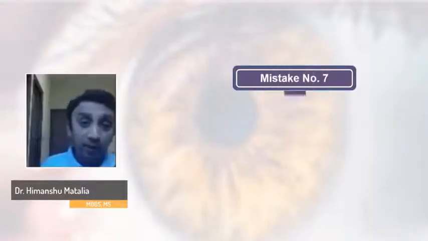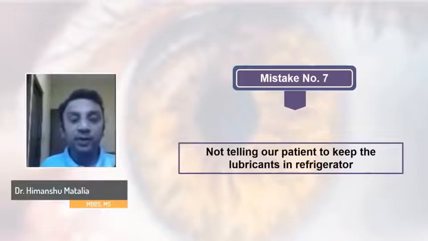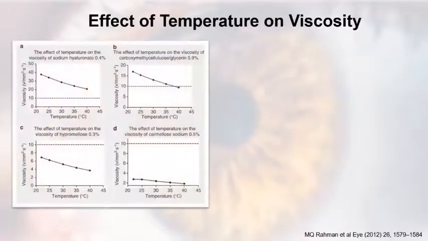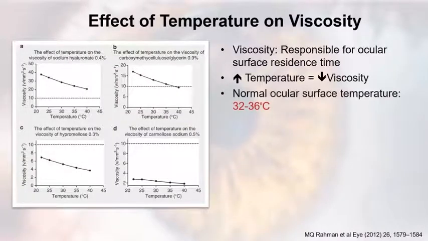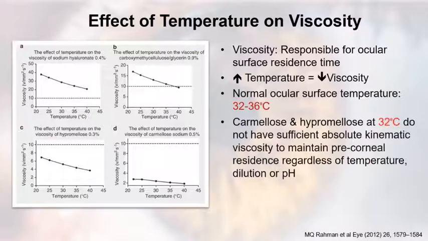Mistake number 7: not telling the patient to refrigerate the lubricant. Why is this required? Remember, the viscoelasticity or viscosity also depends upon the temperature. The more the temperature increases, the more the viscosity reduces. Certain agents like carmellose and hypromellose do not have enough viscosity even at normal body temperature.